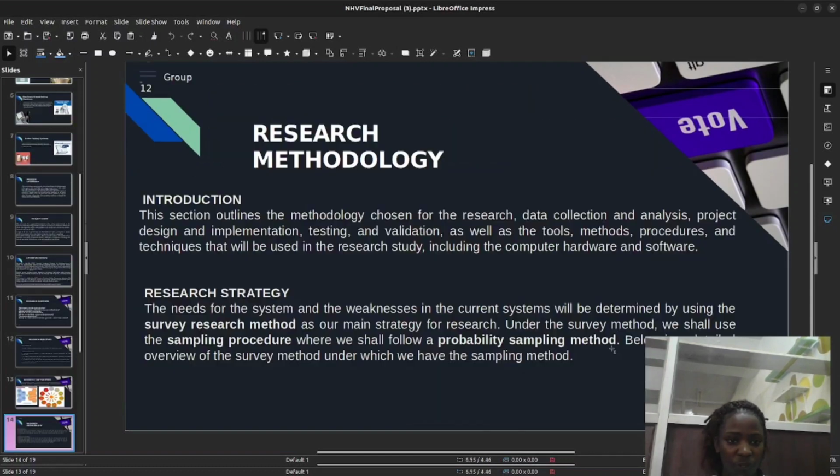So then we move on to the next element, which is the research methodology presented by my colleague.